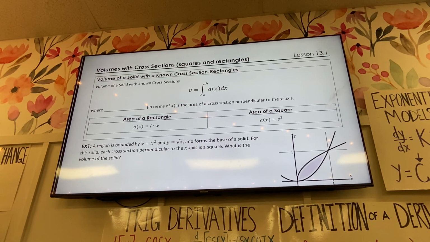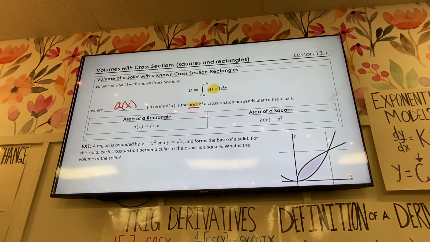The volume of the cross section is the integral from a to b of A of x dx, where A of x is the area. You might say this looks like just a regular integral, and it kind of is, but the formula on the inside is the area of the cross sections.